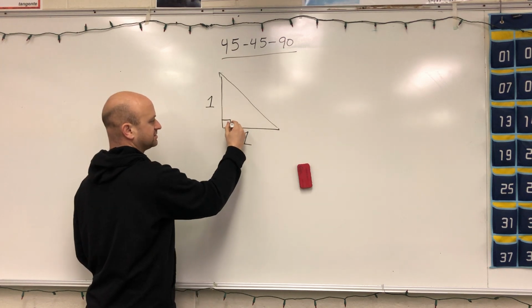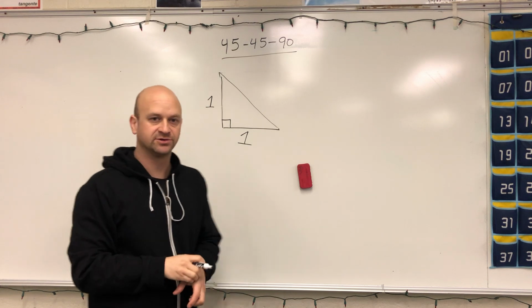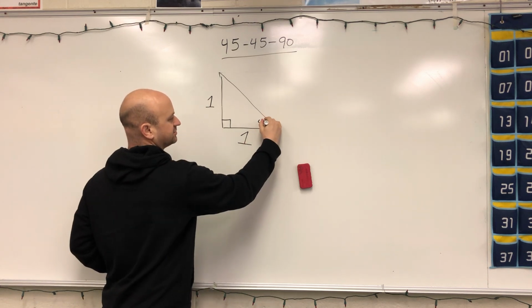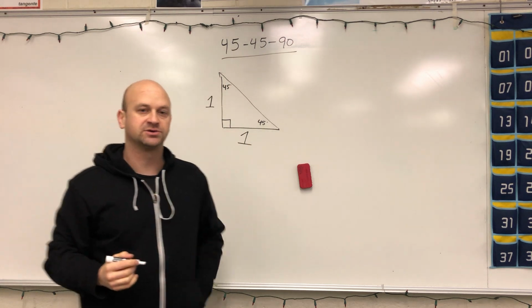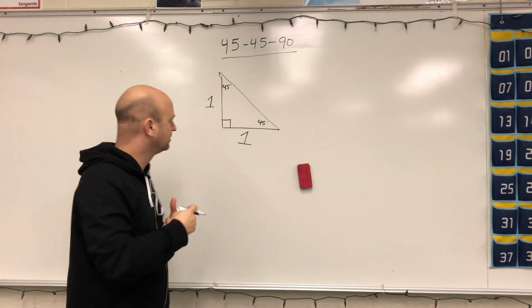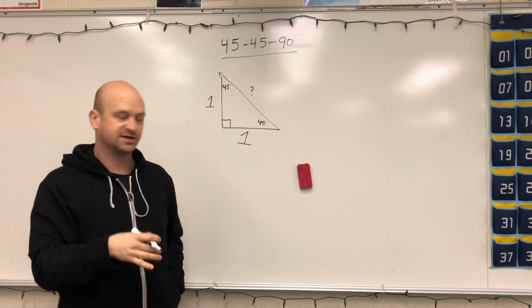And we know that a square has 4 right angles. So we have a right angle, which makes these angles here 45 degrees. Okay, so that's how the triangle is created. And now we're going to talk about what is the length of this particular side of that diagonal.